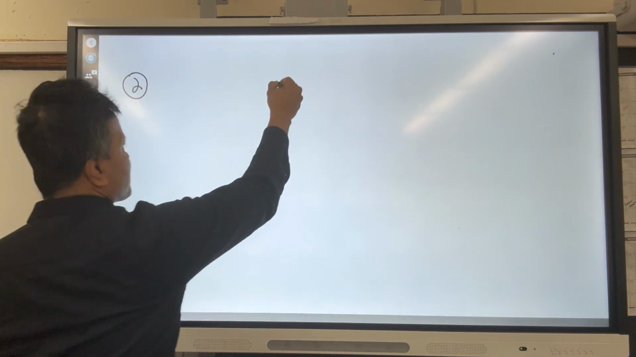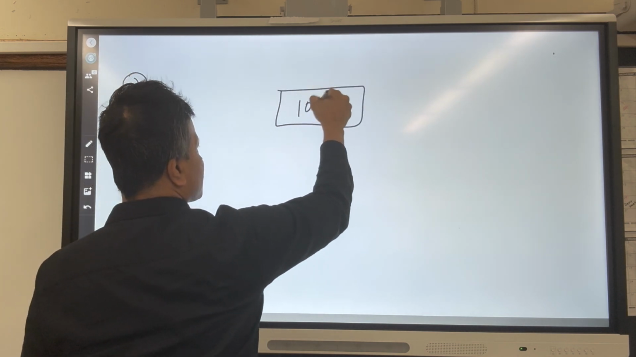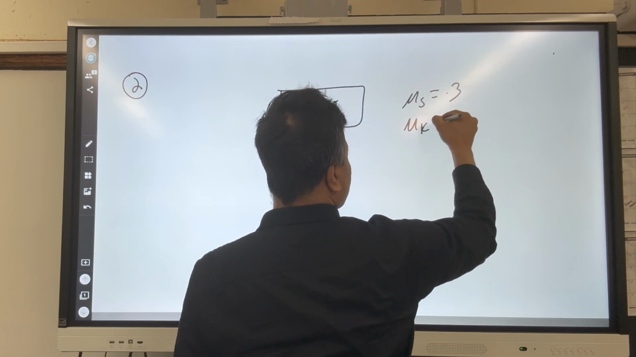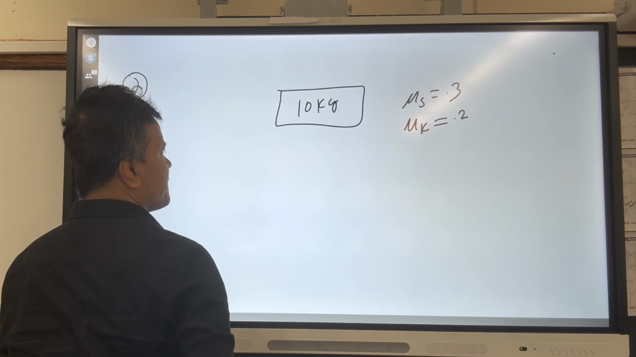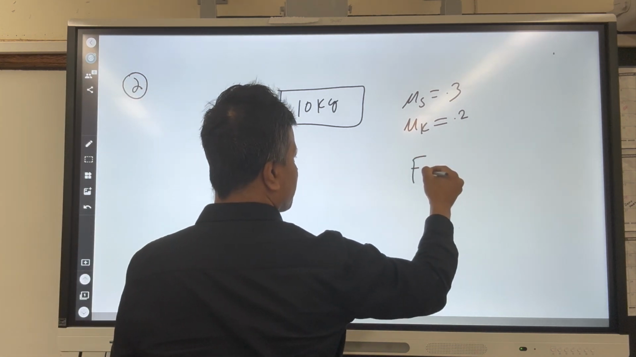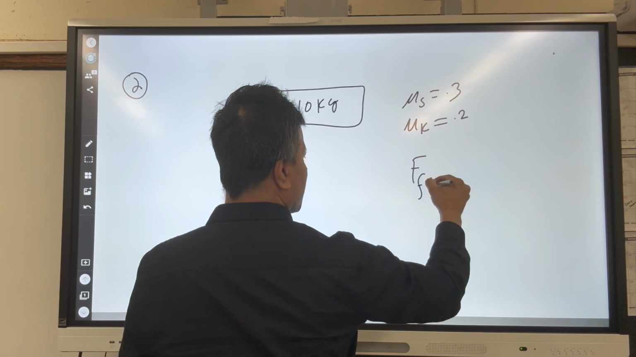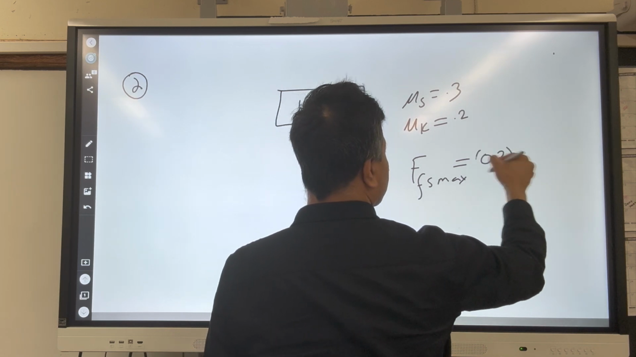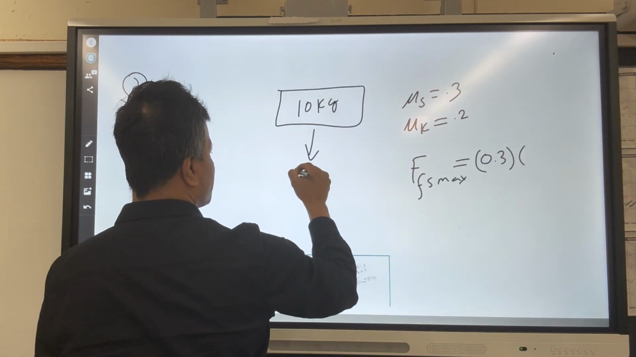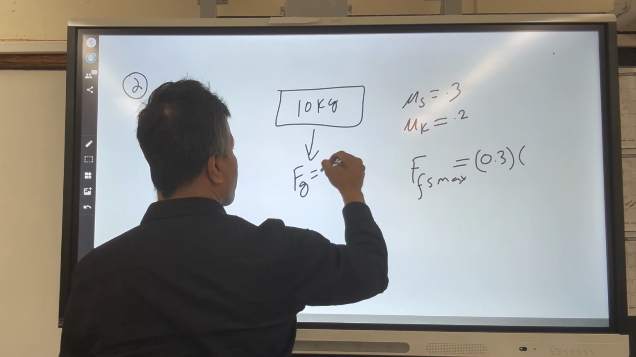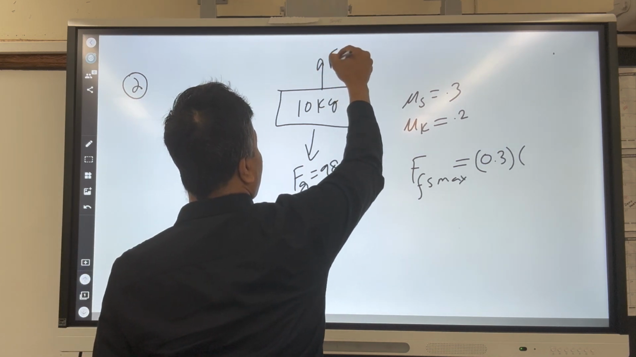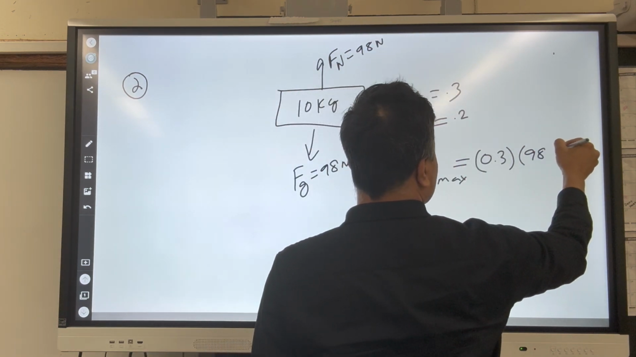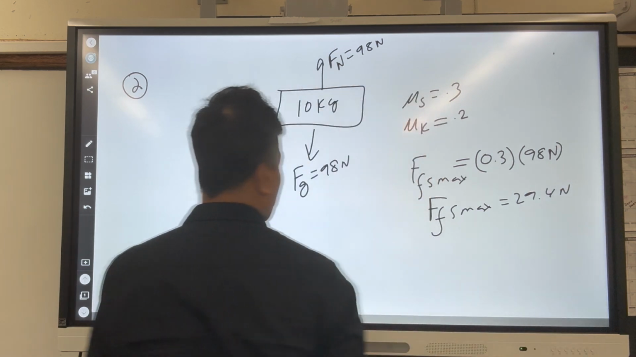So problem number 2 has something to do with problem number 1 as well. So this is 10 kilogram, right? This is mu s is 0.3 and mu k is 0.2, right? And you apply, all right? So you see that maximum friction possible is 0.3 times Fg is 98 Newton, and Fn is also 98 Newton. So this is 98 Newton. So 29.4 Newton.